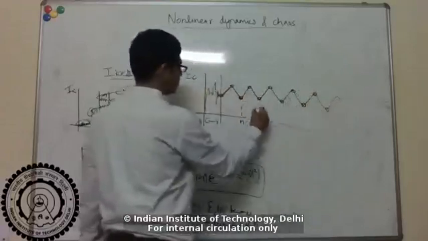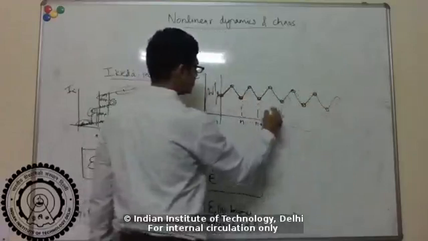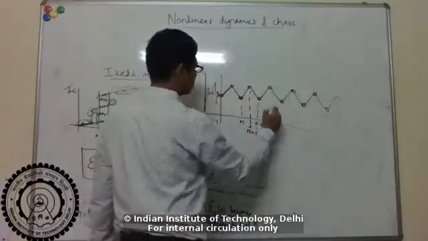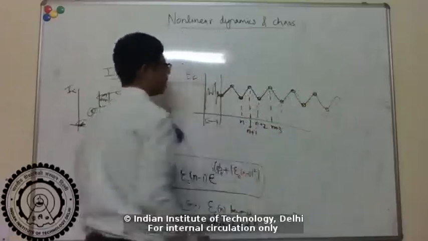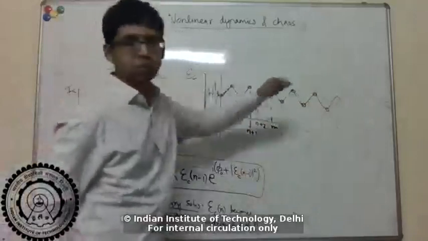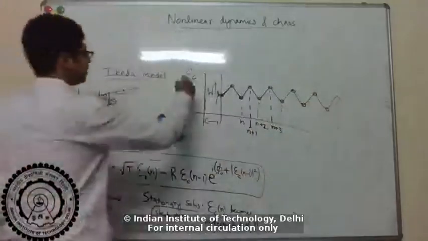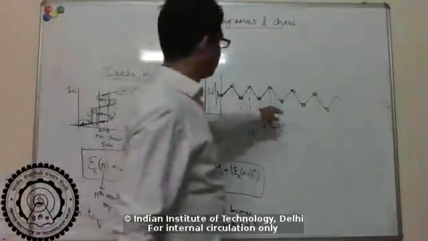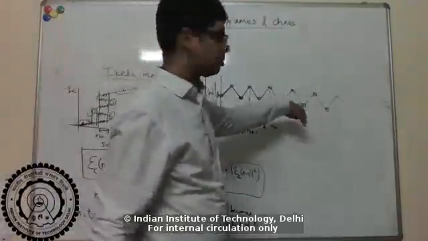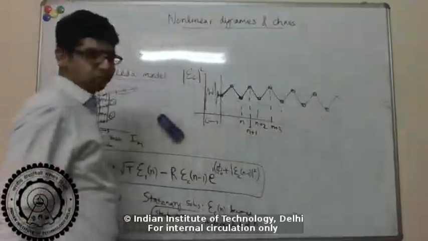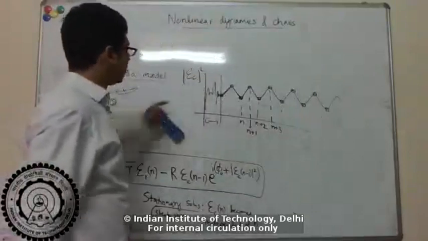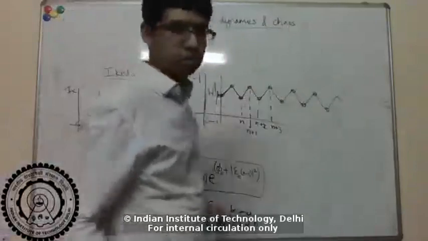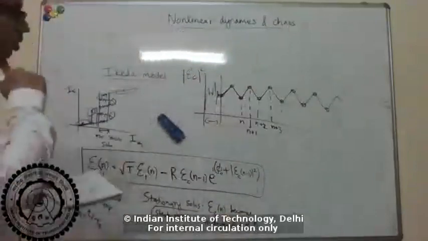So this is n plus 1, n plus 2, n plus 3. It's switching between two values. Let me say this is intensity. So this is not a steady state solution. Remember, my input is constant CW, but my output is now periodic.